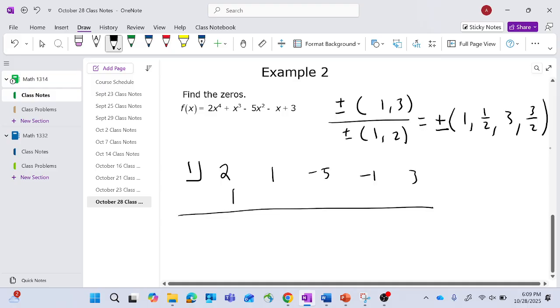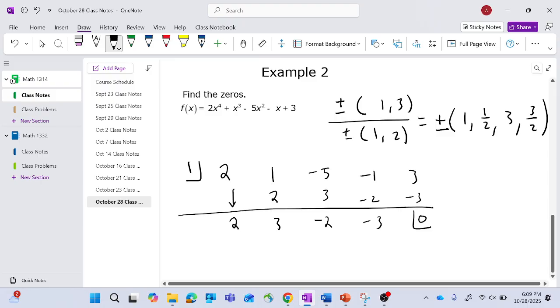And we do synthetic division like we did last class. Bring down the first term, that's 2. 1 times 2 is 2. Add going down is 3. 1 times 3 is 3. -5 plus 3 is -2. 1 times -2 is -2. Add going down is -3. 1 times -3 is -3. And you get a remainder of 0.